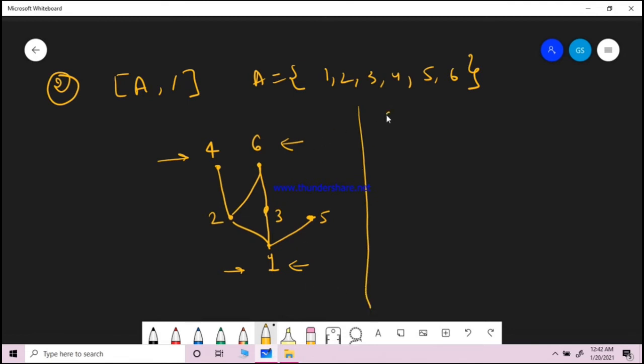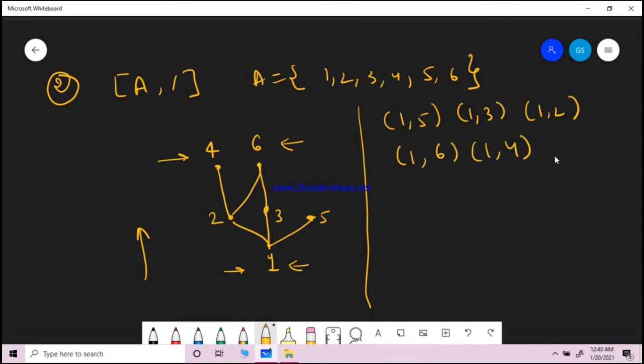So the ordered pair will be 1 comma 5. You have to move from lower to upper. I have already told you. This will be 1 comma 5, 1 comma 3, 1 comma 2, then 1 comma 6, 1 paired with 4. These are all the possible pairs. The same way when you perform the pairing of 2, 2 and 4, 2 is connected to 6 and 3 is connected to 6, and 5 is not connected to anything. Okay, so just leave it.